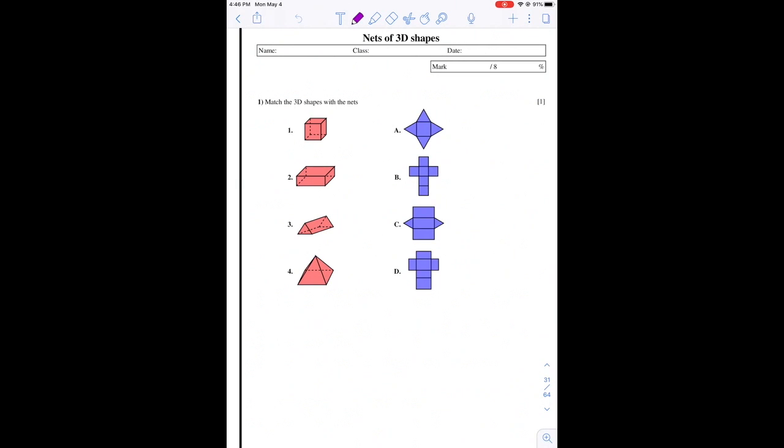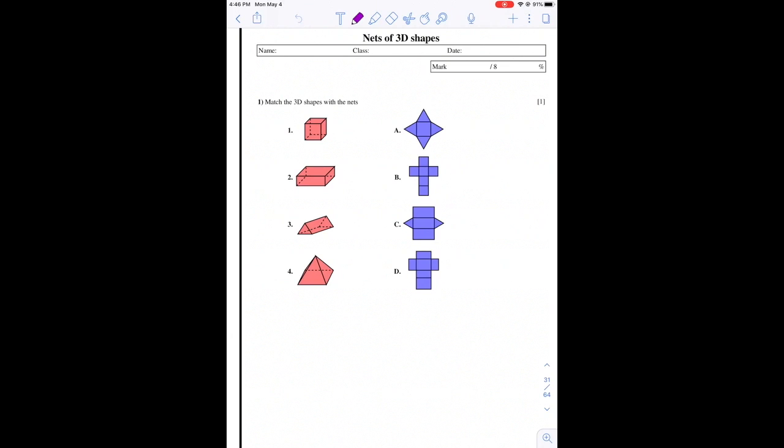Draw a line between the red 3D shape on the left and the blue net on the right. Match them up. Pause the video. Okay, so let's take a look at these.